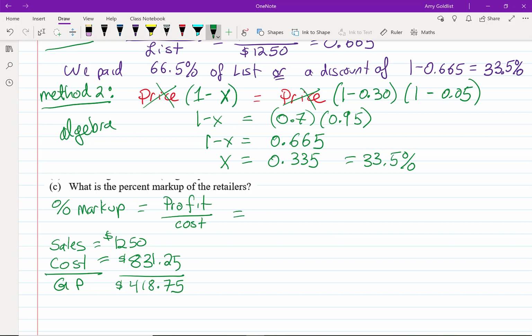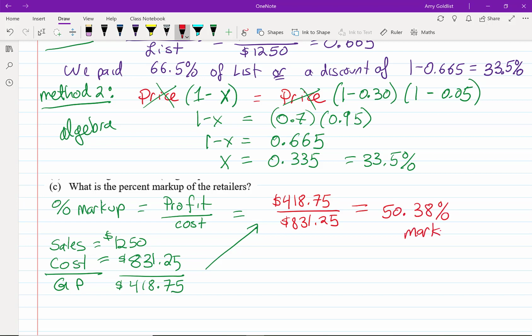When I put this together, let's change colors because why not? I end up with $418.75 over $831.25, which gives me 50.38% markup. A nice, healthy markup.